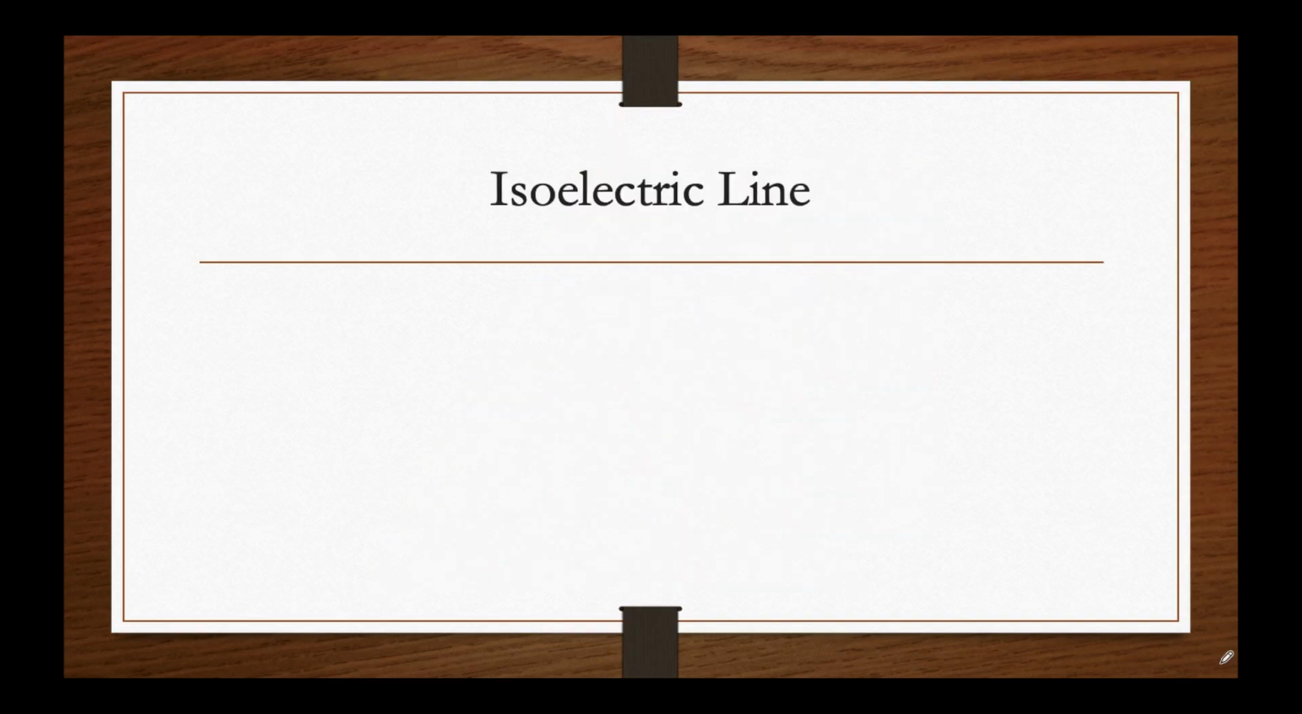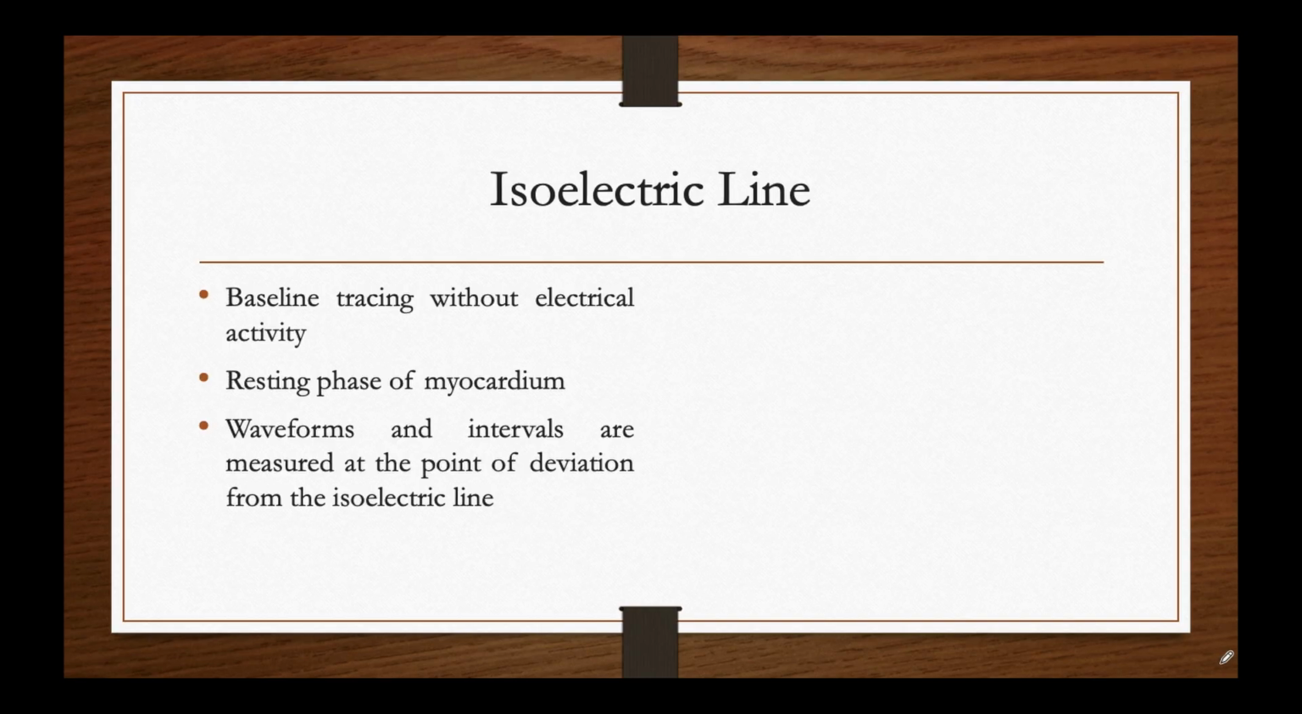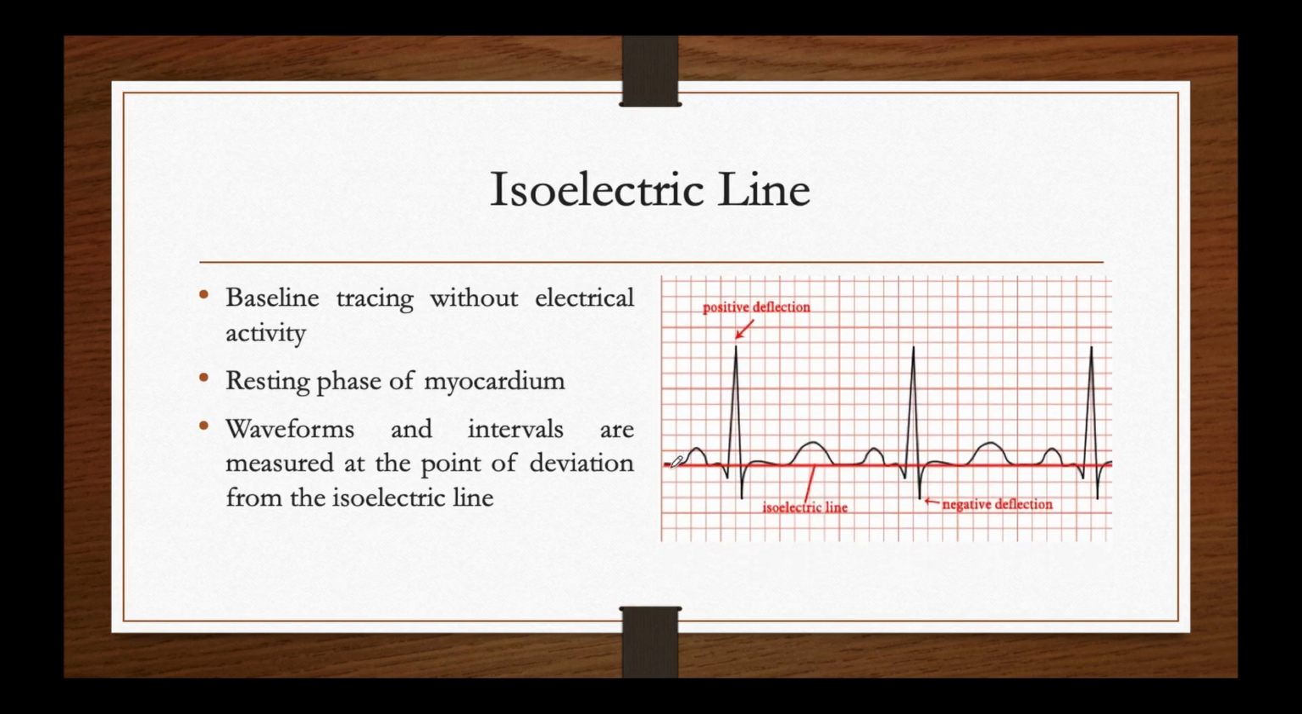Now, when you pick the ECG, the first thing you must try to identify is the isoelectric line. And this is a baseline tracing without any electrical activity. And so it represents the resting phase of the myocardium. As you can see on the right, the thick red line over here is depicting the isoelectric line. Now, we have waves which deflect above the line, and we have waves which deflect below the line. And so waveforms and intervals are measured at the point of deviation from the isoelectric line.